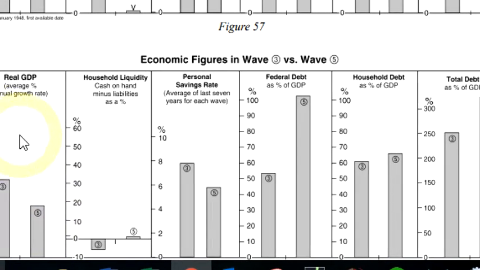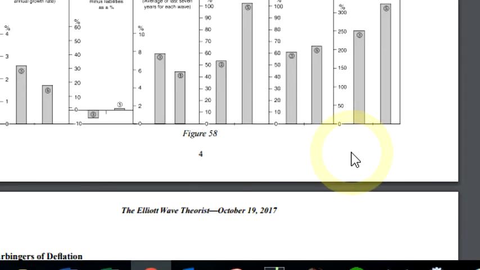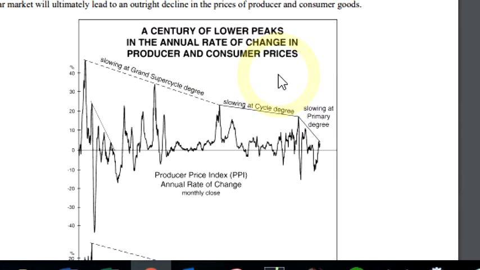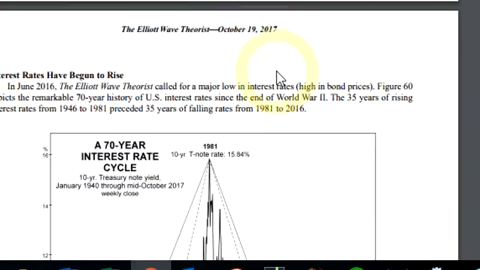Okay, real GDP, so again, lower in wave 5. Personal savings rate, we've already talked about that. Federal debt, household debt, okay, we've already talked about those. So that's a little bit more complicated to understand.